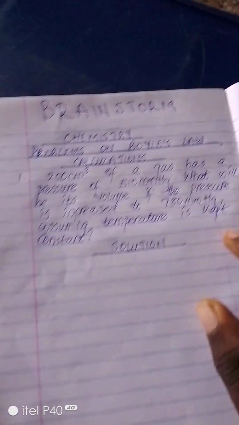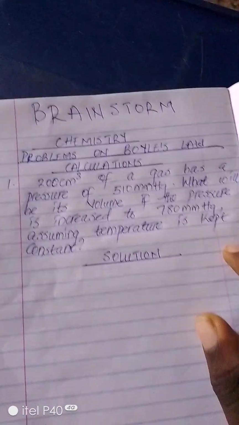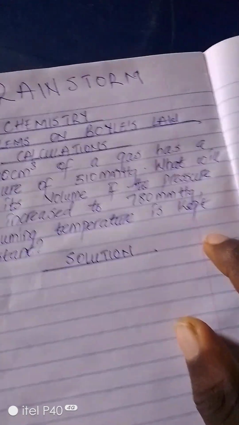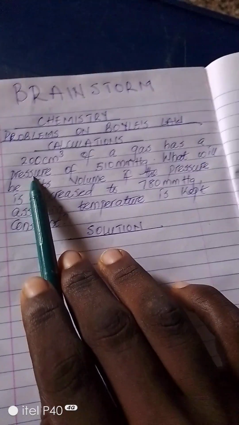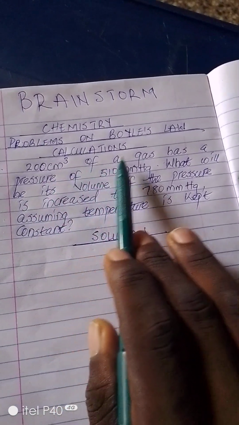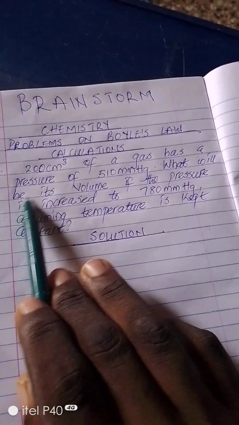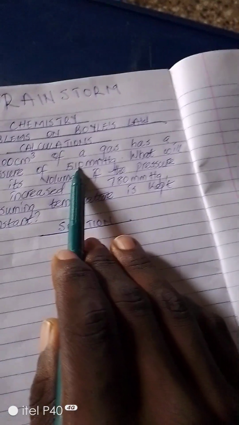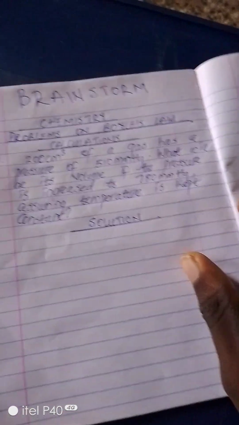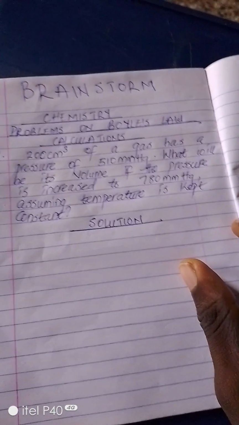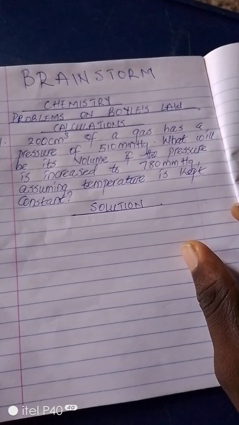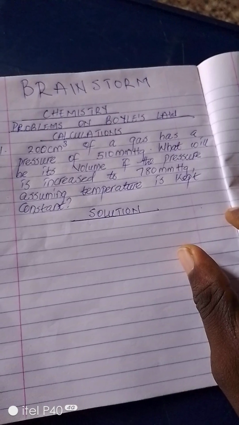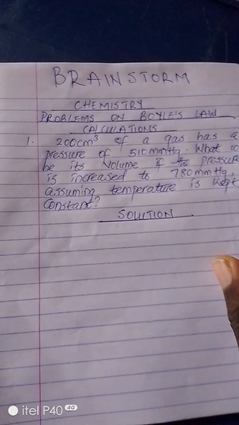Today we'll be looking at a chemistry question, problems on Boyle's law. We'll be looking at some simple calculation. The first question here says 200 centimeter cube of a gas has a pressure of 510 millimeter mercury. What will be its volume if the pressure is increased to 780 millimeter mercury, assuming temperature is kept constant?